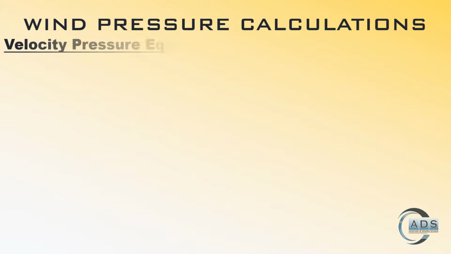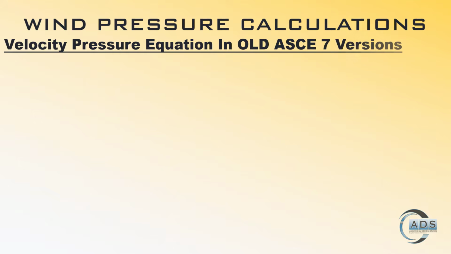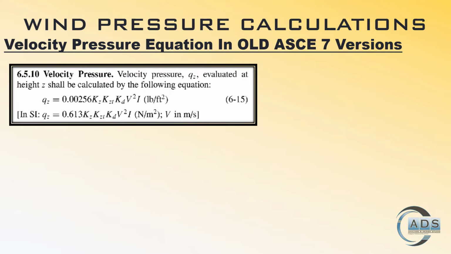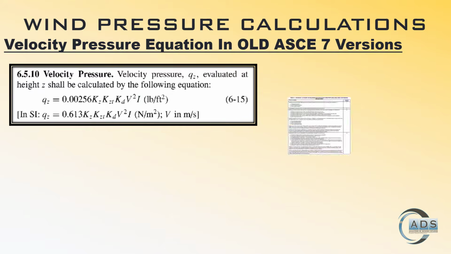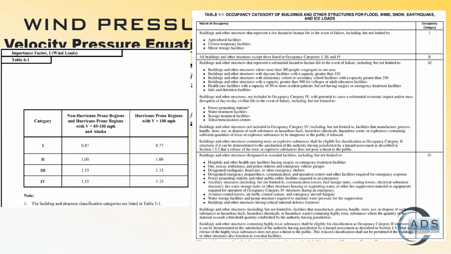Let's discuss the velocity pressure equation in old versions of ASCE 7 specifications. In old versions, meaning ASCE 7-05 or earlier, we can see that the equation for velocity pressure has an additional parameter, that is importance factor I, and this I factor is dependent upon the occupancy category of the structure. Both the I factor and occupancy category can be picked from the table shown.